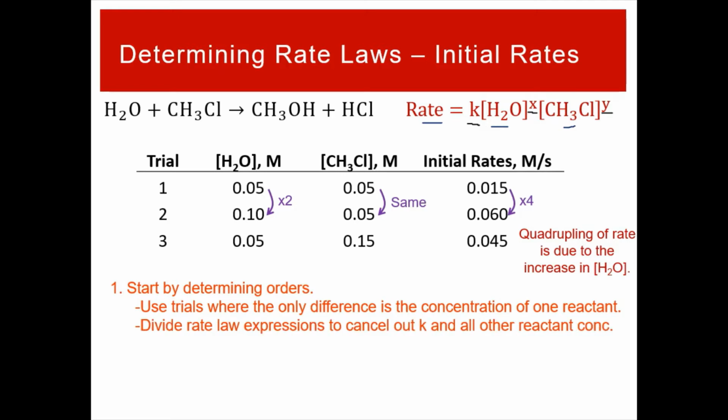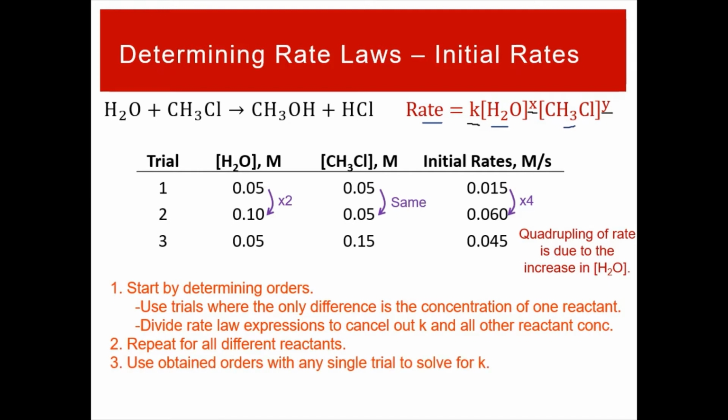We'll divide it out. We'll go through that process, and I'll write it out. We would do that for every single reactant. So we do it for H2O, we do it for CH3Cl. We pick the trials that were designed to isolate the effects of each individual substance. That tells us the order for each of those. And then we can plug all of our obtained orders into a single trial to solve for the value of K. We also get the units of K, don't forget that, which come from the total order. So let's see what that looks like.